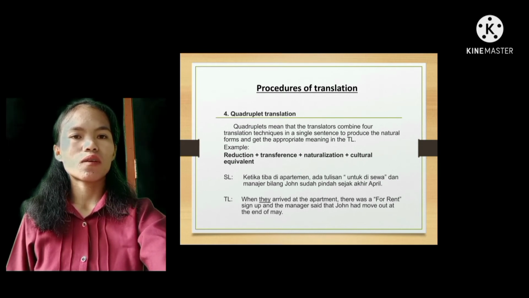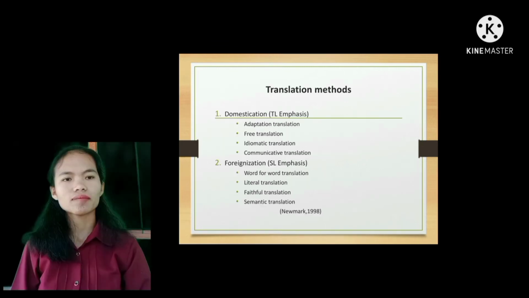So that is the procedure of translation that is often used in translating a text. So we can discuss translation methods. In translation methods, there are two groups. They are domestication and foreignization. So we can start from domestication.